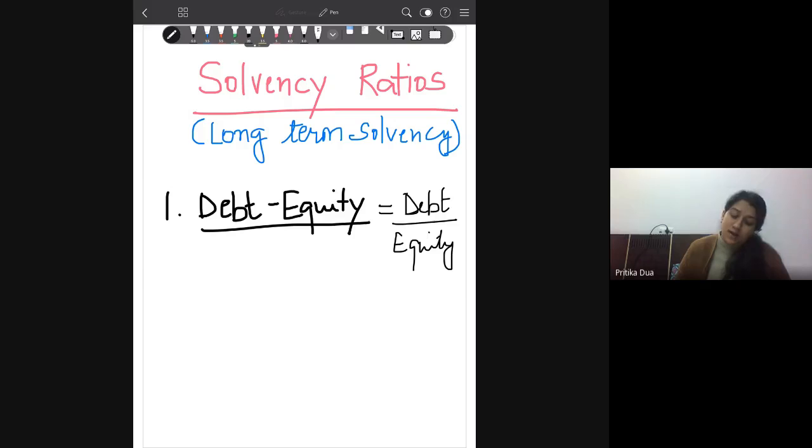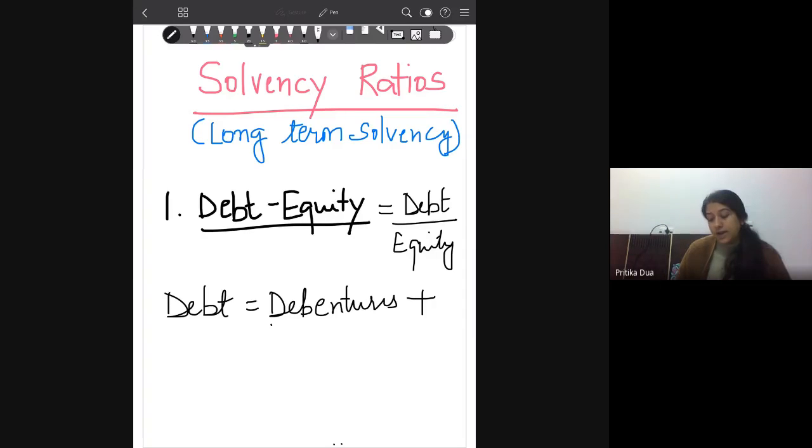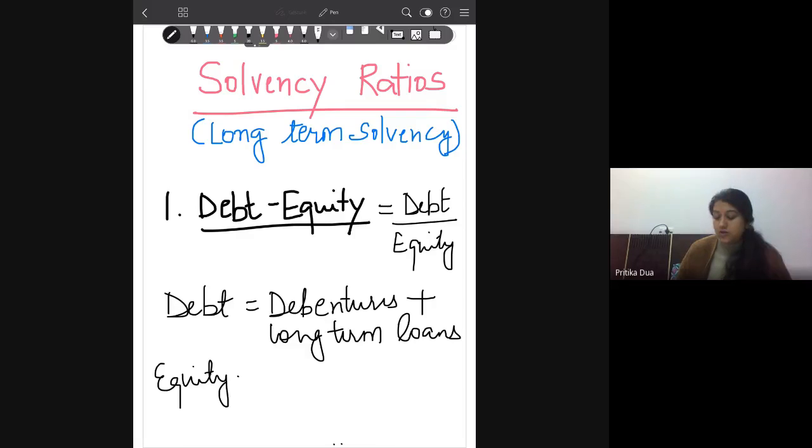How do you calculate? Debt will be sum total of, say, the debentures, long term loans, any other long term borrowings by the firm, while equity is equal to share capital. Now, this share capital includes both equity and preference share capital plus the reserves and surplus.